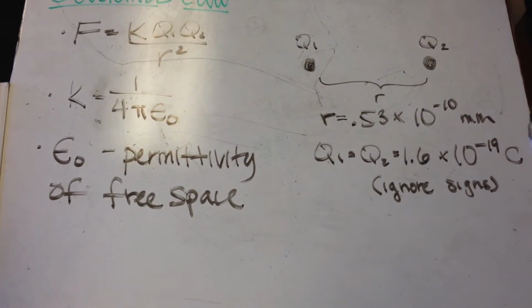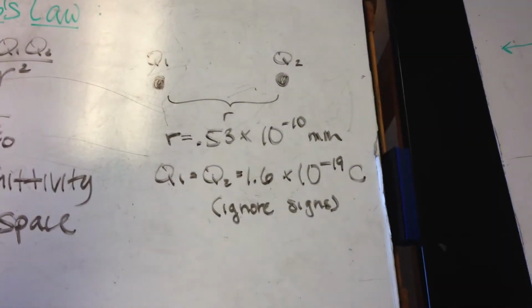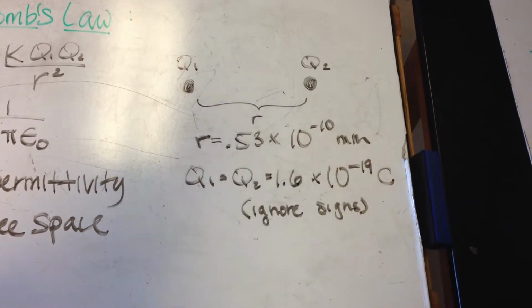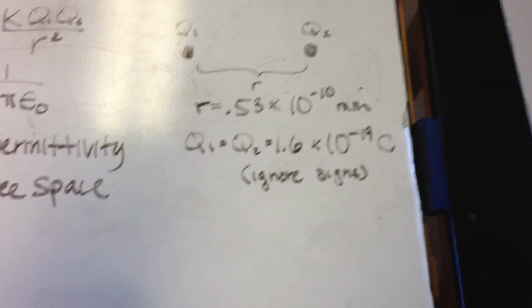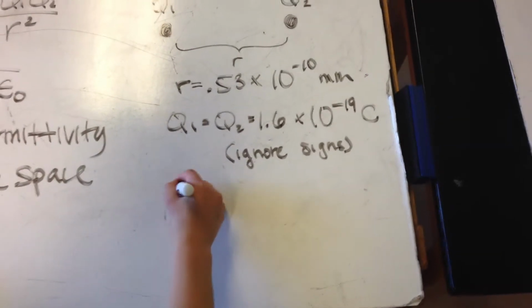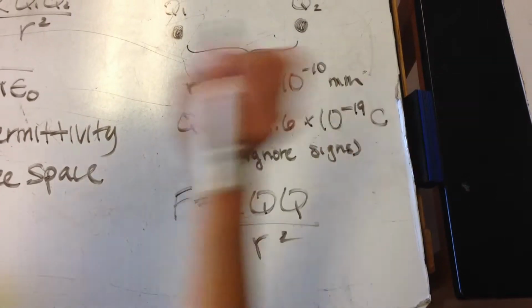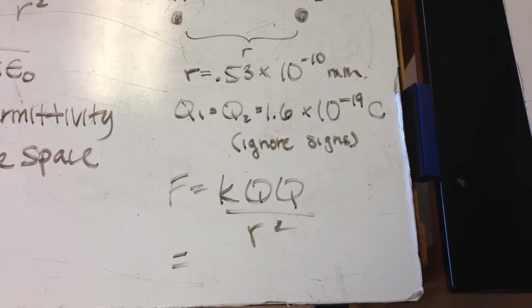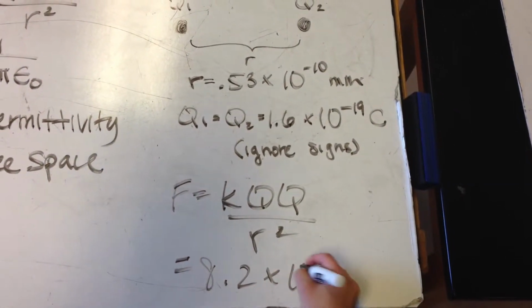Okay, so how to use Coulomb's law. This is a very basic problem. If you have one charge and another charge that's r distance apart, all you have to do is plug all of these values into F equals kQ1Q2 over r squared to get the final answer of 8.2 times 10 to the negative 8.